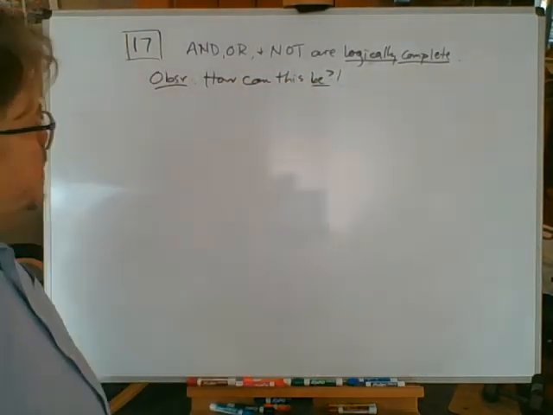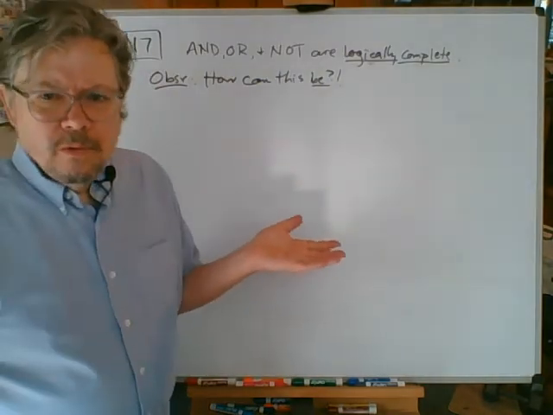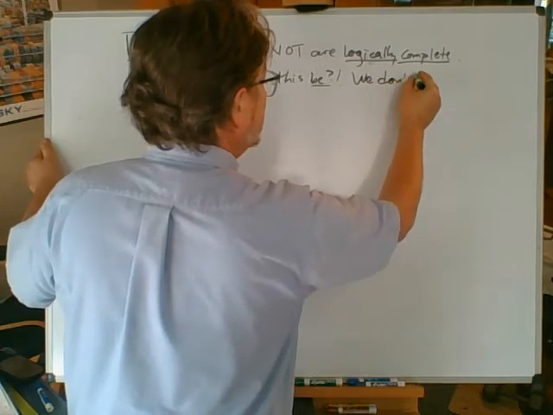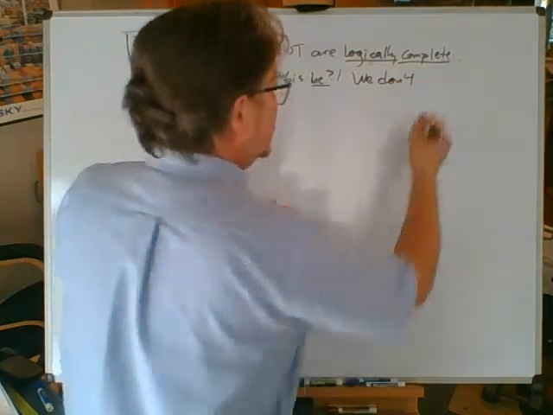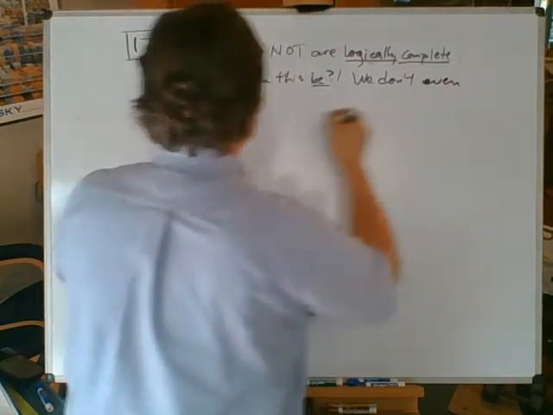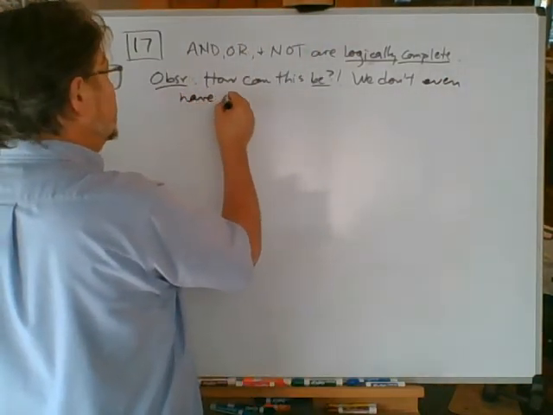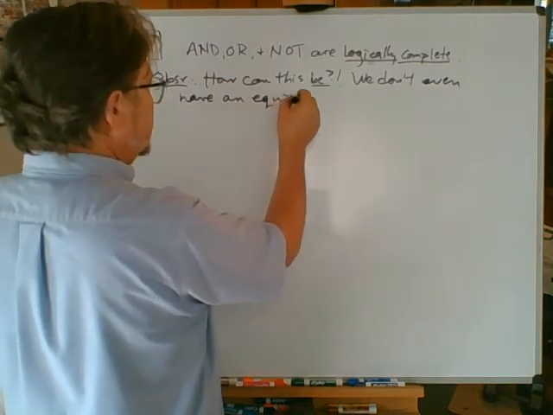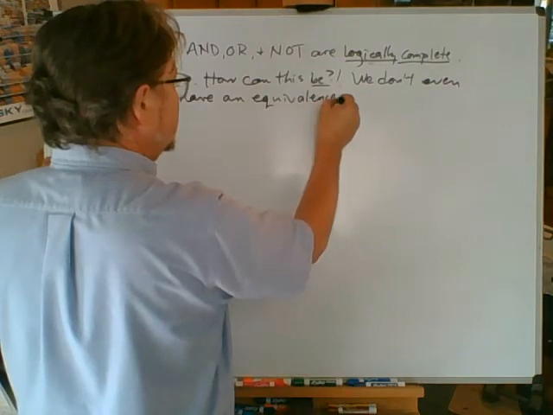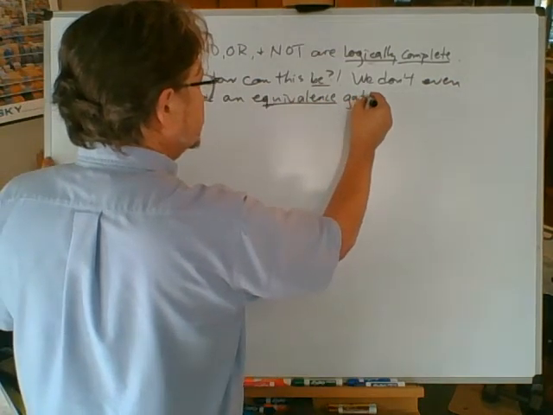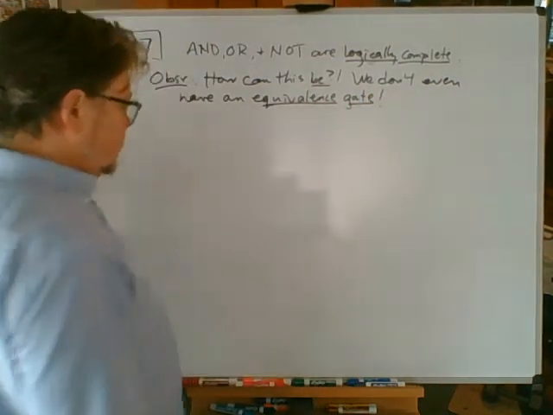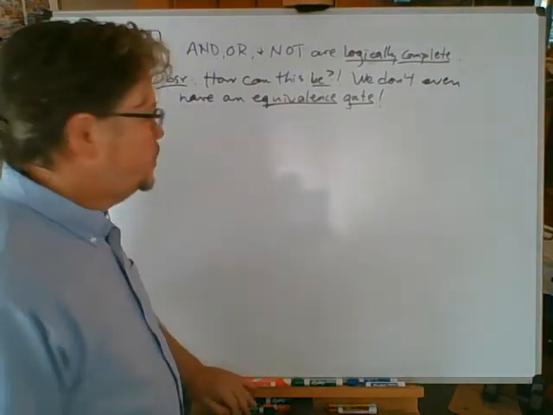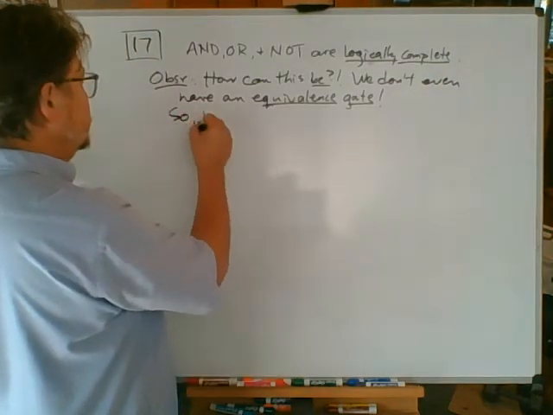Question mark, exclamation point. For example, we don't even have an equivalence gate. We can't tell if two bits are equal to each other. We don't even have an equivalence gate. We can't even spell it. And we yell that. We don't even have an equivalence gate. So, build one.